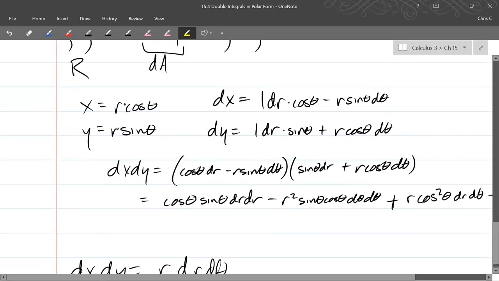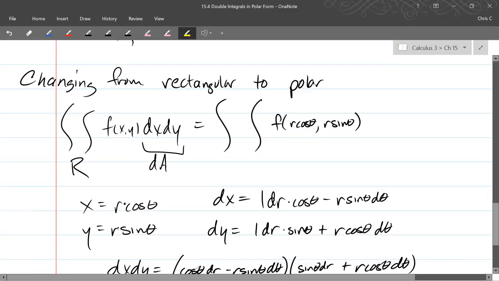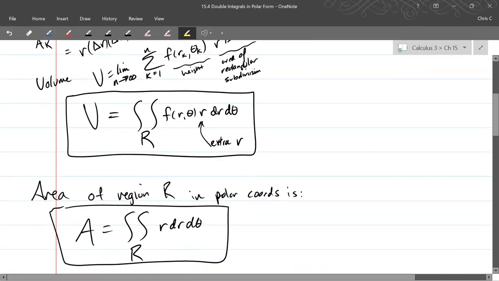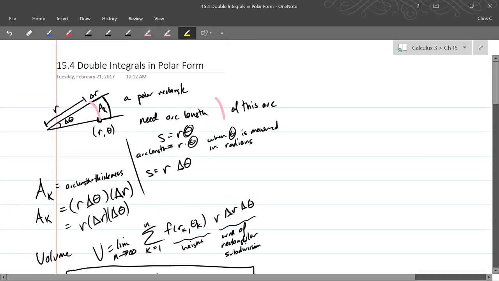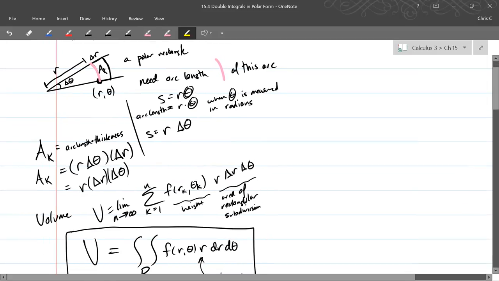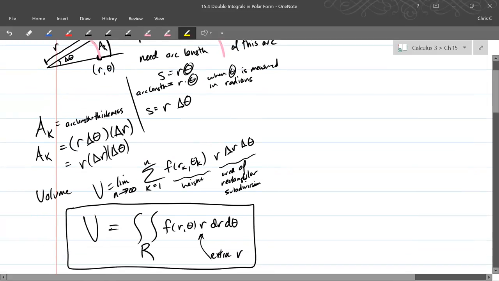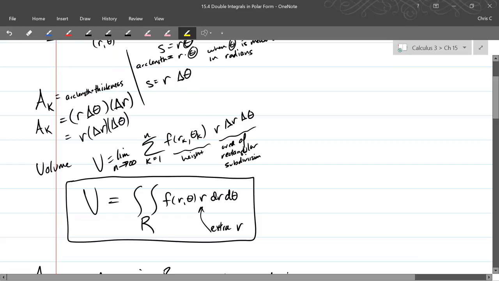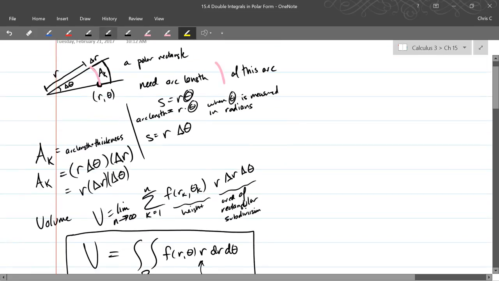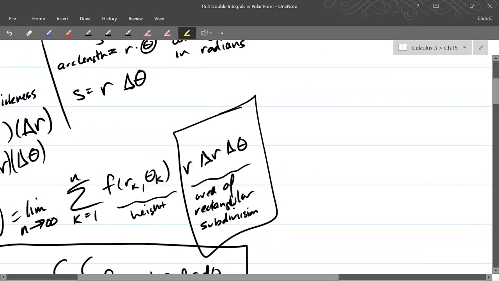So there's a geometrical argument you can make. And saying that is dA right there. So we did compute that at one of the first things somewhere. I don't think I said it here, but, oh, there it is. That's the area of the rectangular subdivision right there. So that's one of the first things that we worked out in this section.